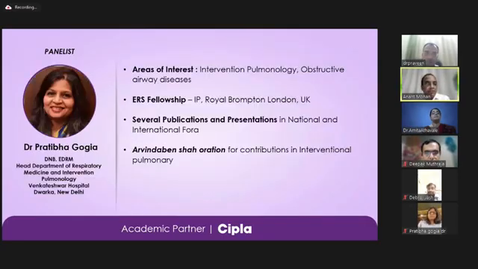Next, I'll invite Dr. Pratibha Gogia. Dr. Pratibha is currently heading the Department of Respiratory Medicine and IP at Venkateshwar Hospital in Dwarka, New Delhi, with a keen interest in airway diseases and IP. She has obtained ERS fellowships from the UK, the Royal Brompton. Again, a keen publisher, she has been publishing, presenting and sharing experiences at various conferences, and has also delivered orations for her contributions to IP and other fields of respiratory medicine. So, welcome, Dr. Pratibha, to the panel.